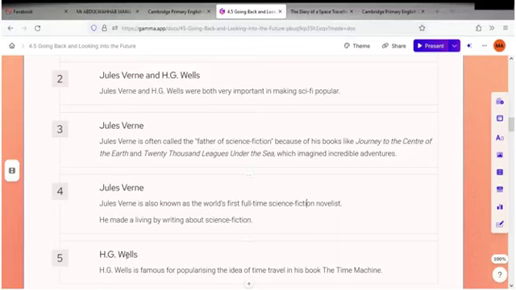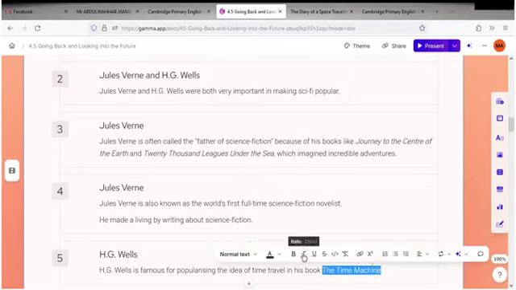H.G. Wells, however, was the first one, as I said, to write about time travel. He was so amazing in his book. Okay, he was very famous and popular for writing about the idea of time travel, or inventing the time travel machine, if you wish to say. That was his book.